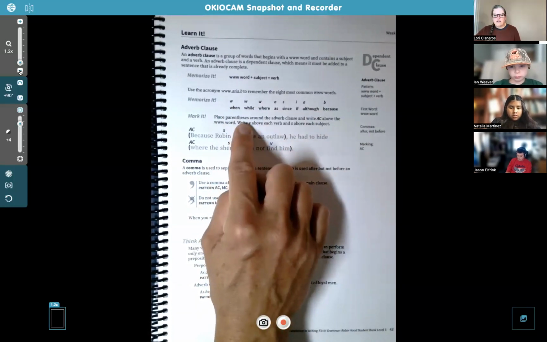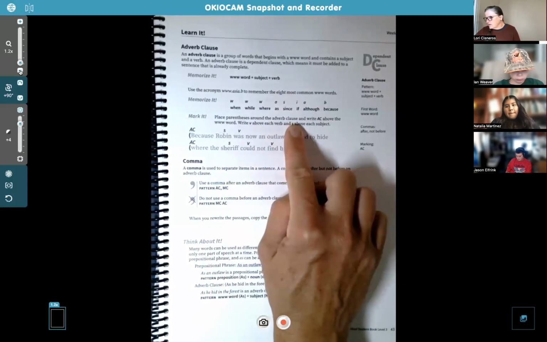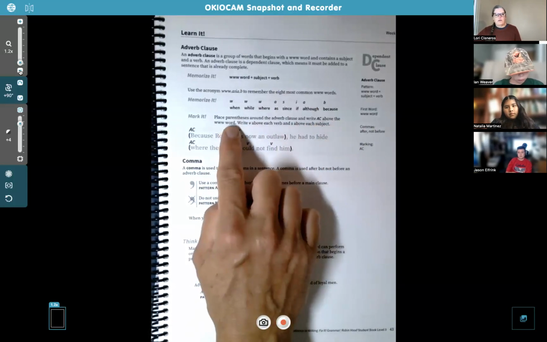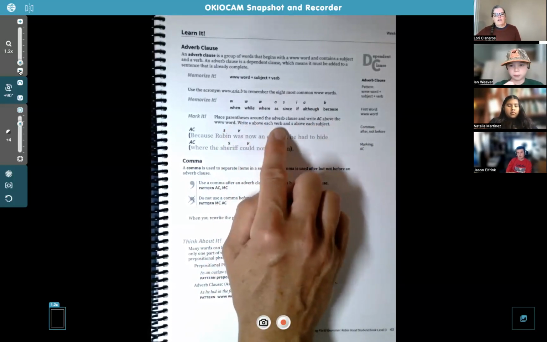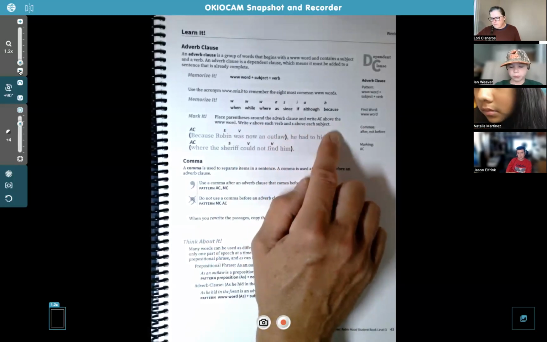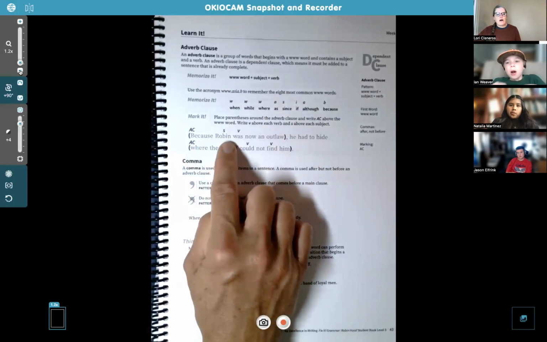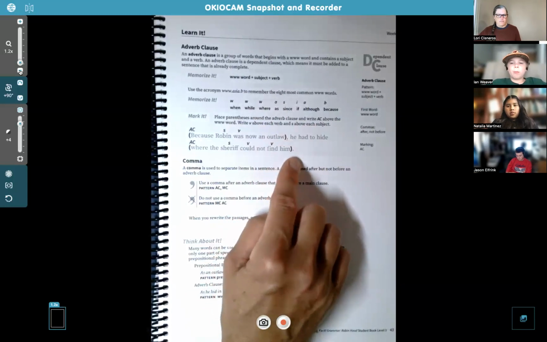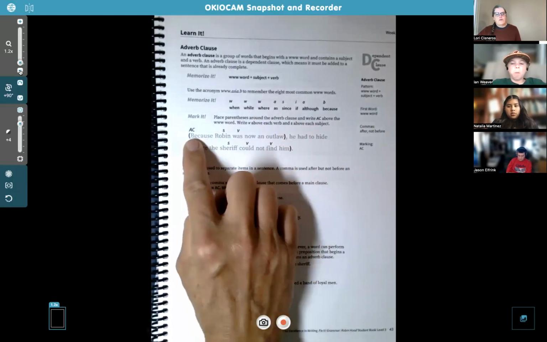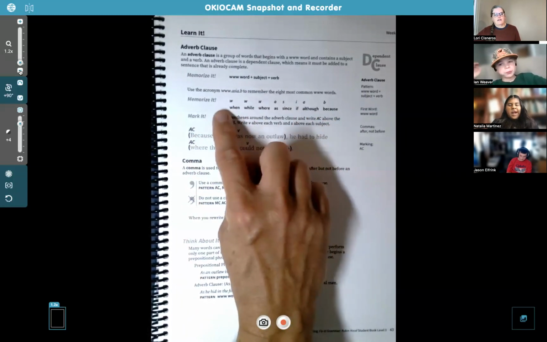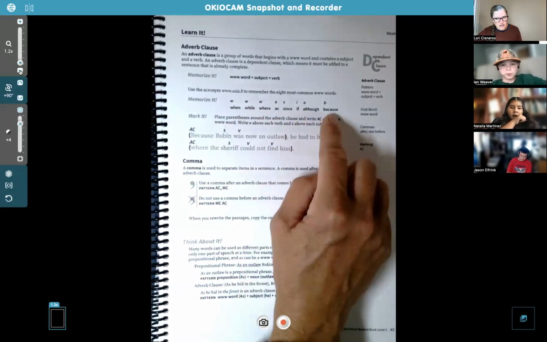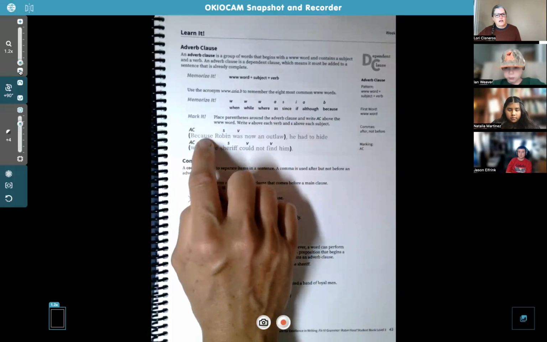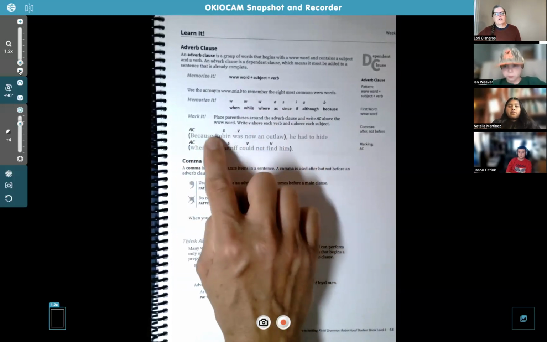And you're going to place parentheses in this book around the adverb clause, and then write AC, that stands for adverb clause, above the WWW word. Write V above each verb and S above each subject. Here's your example. Because Robin was now an outlaw, he had to hide where the sheriff could not find him. So that word because is in our list right here, the WWW.ASIA.B, that's the because. So that's how you know that's where it starts. So you put a parenthesis there next to because, and then it also includes the subject and verb.